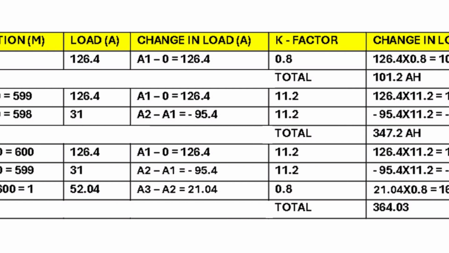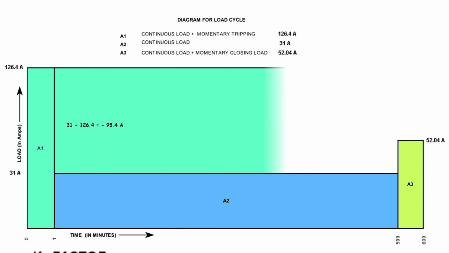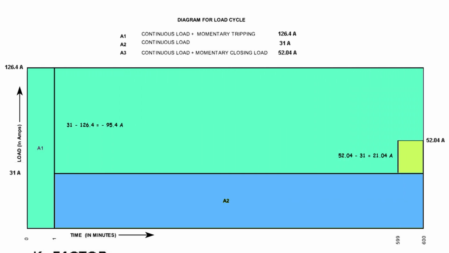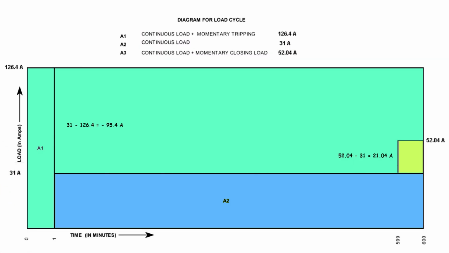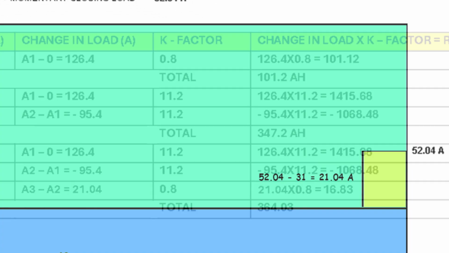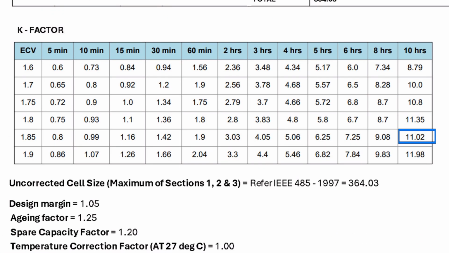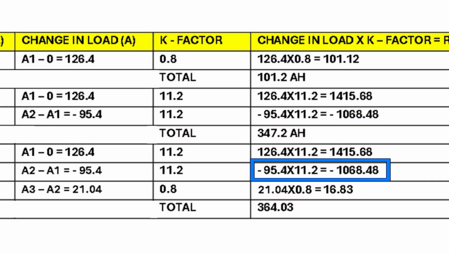Now I will come to the last section. First, we will consider that the initial current will continue till the end. If so, then the requirement of ampere-hour will be nothing but this one. Now the second block is started just after 1 minute. So the total duration is 599 up to the end of the life cycle. The change in current is this. Here also we will multiply with that 11.2 from the table because it is also very near to 10 hours. Or we can take it as approximately 10 hours, and we will get this value, which is again negative.